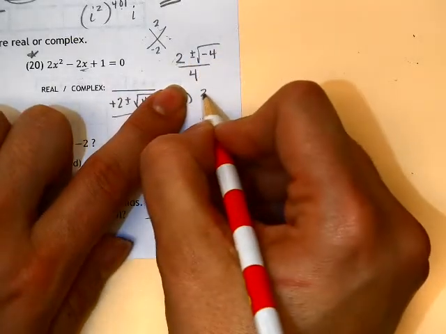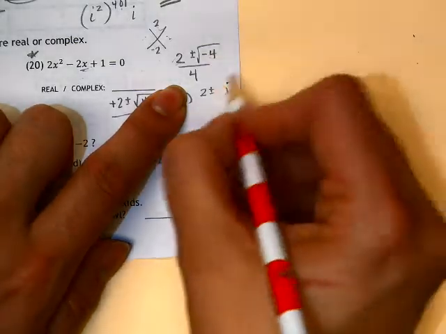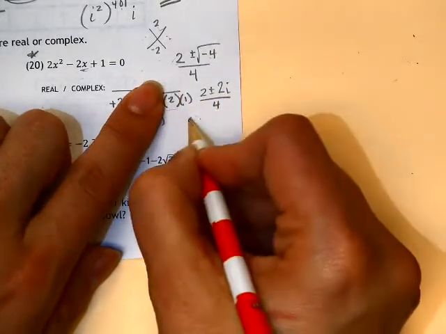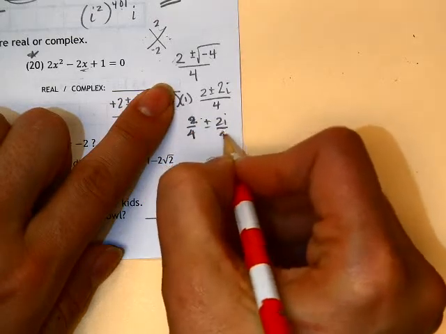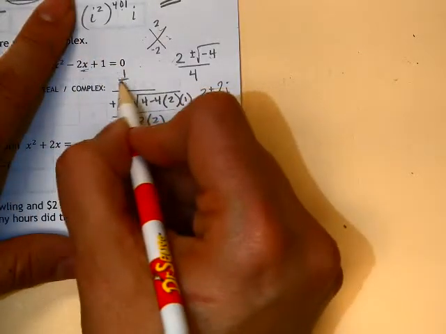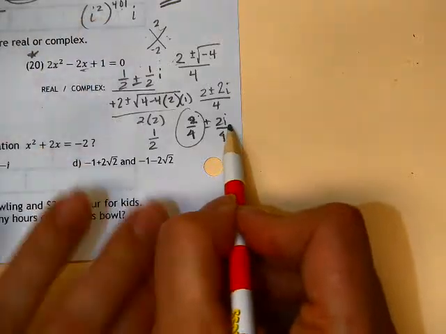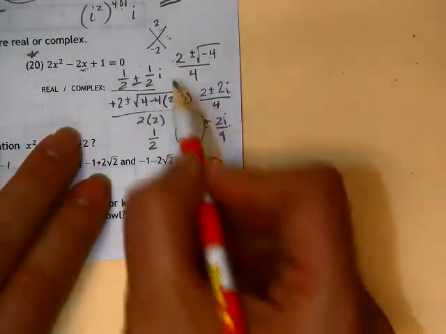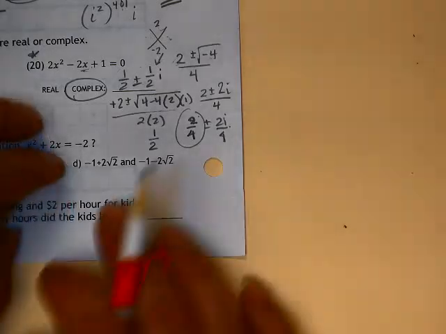So over here we have 2 plus or minus, the negative makes it an i, the 4 makes it a 2, and now I split it up. This gives me 1/2, and this gives me 1/2 i. So since it has an imaginary component, we would say that it is complex.